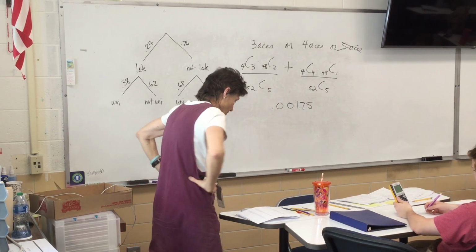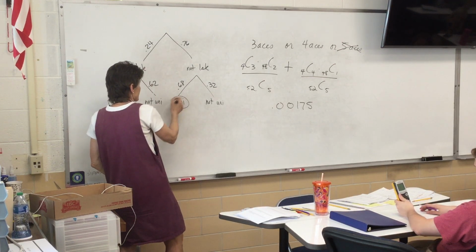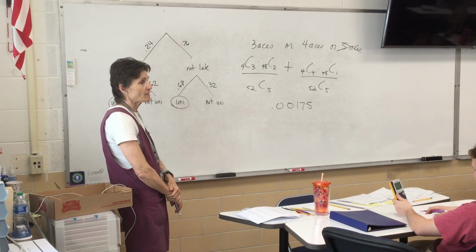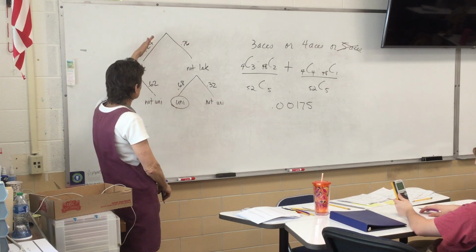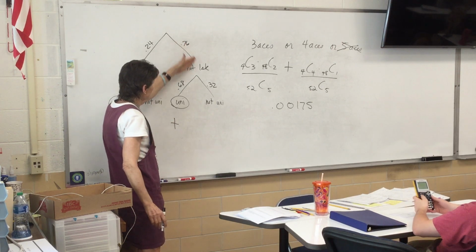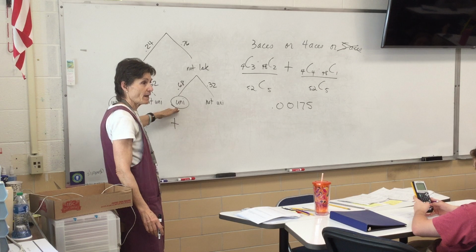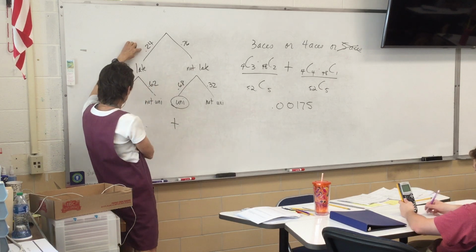And we want to know the probability of being in uniform. So we need this one and this one. Those are the 2 ways we can be in uniform. We can be in uniform this way, or we can be in uniform this way. Okay? So here we go.